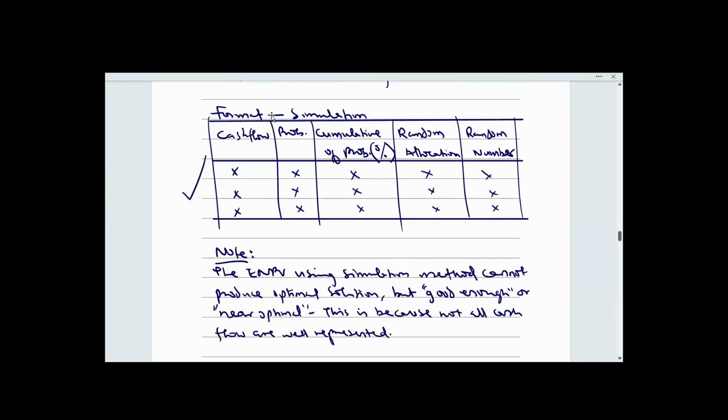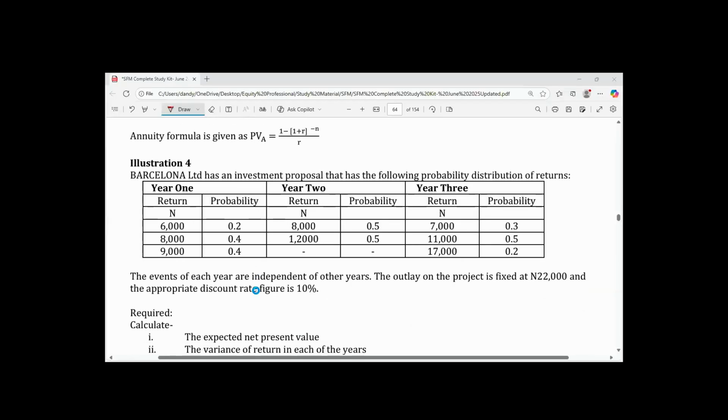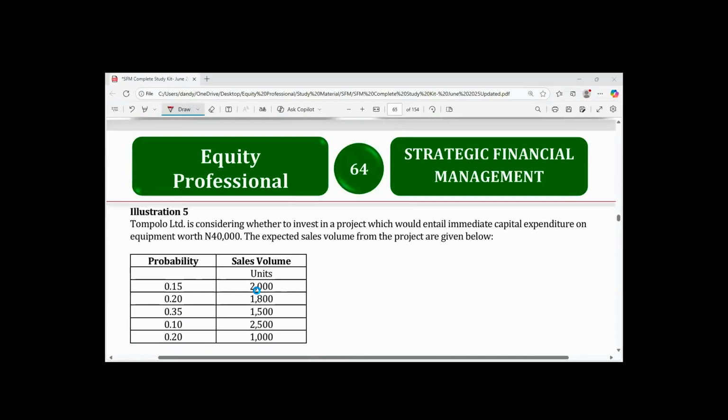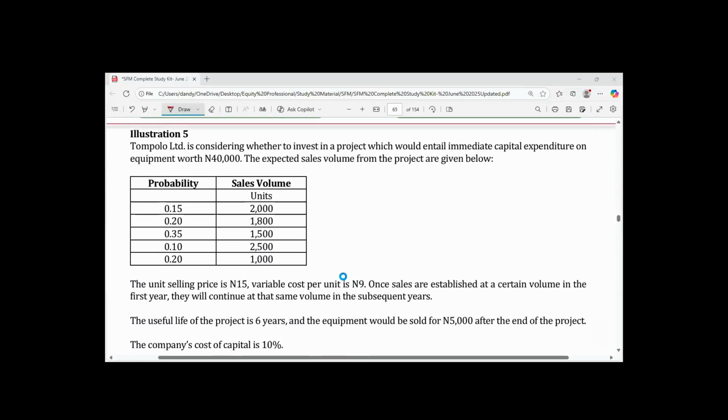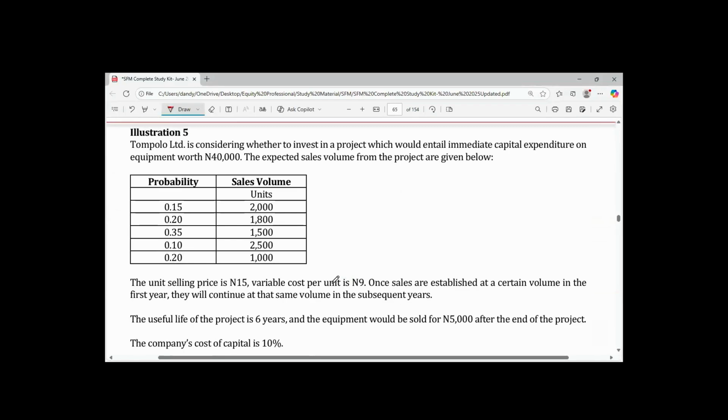I will stop sharing this and move to the question bank. Let's have an illustration on this, and let's see if we can do decision tree tonight, or after this question we'll stop. We're almost getting to the end. After risk and uncertainty, we are moving to merger and acquisition. Merger and acquisition is purely theoretical, no calculation. The calculation will be done under business valuation.